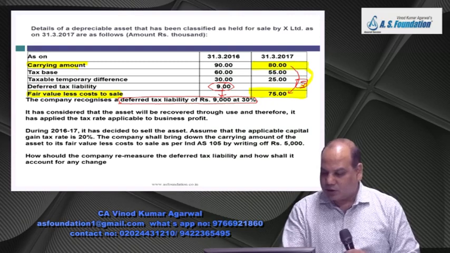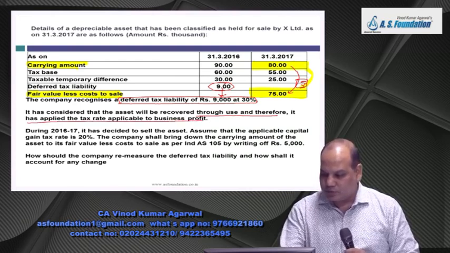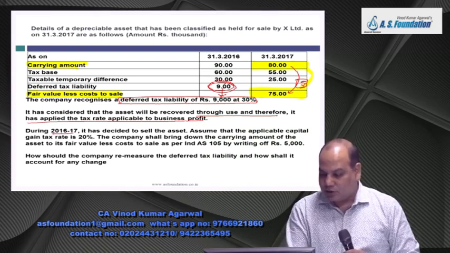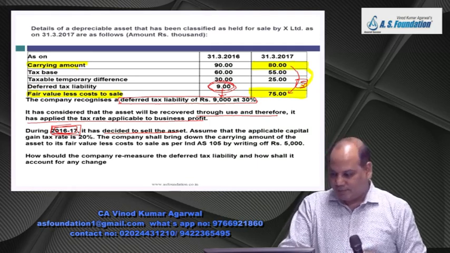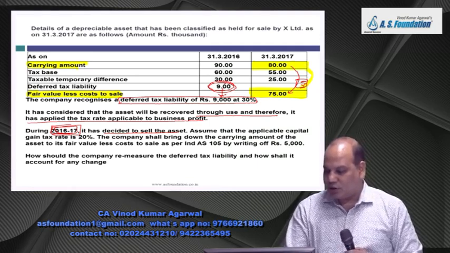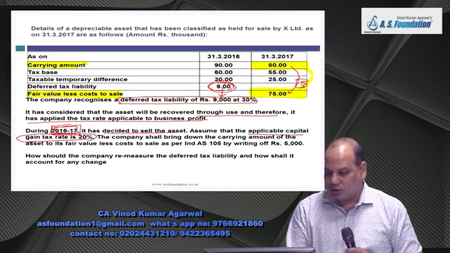It has considered that the asset will be recovered through use, and therefore it has applied the tax rate applicable to business profit. This is the description of that first year. But the next year, that is my current year, 2016-17, it has decided to sell the asset. Now, once you decide to sell the asset, you will apply the tax rate applicable on sale. The question says, assume that the applicable capital gain tax rate is 20%.